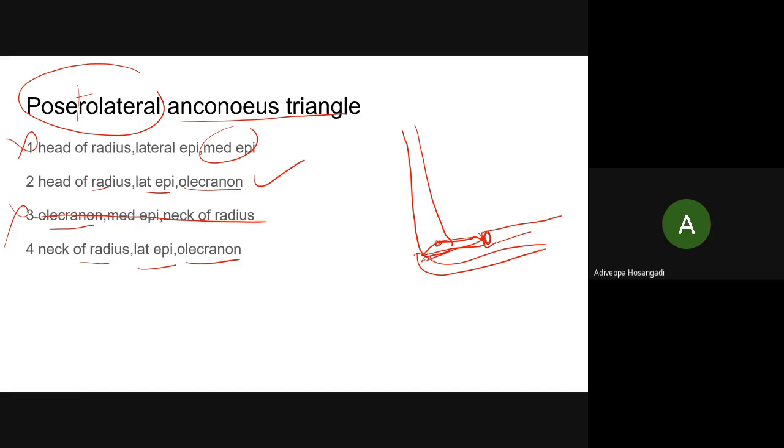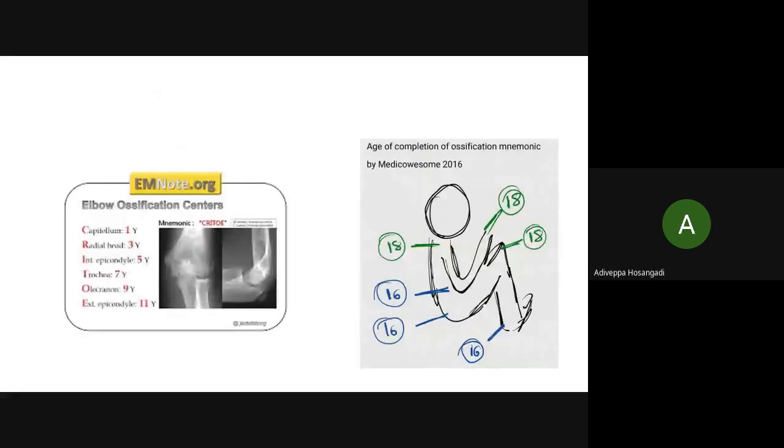Okay, this is the triangle. This is found. The floor is found by the anconeus muscle. We will not get into that much. Okay, this one I wanted to show so that you will remember.